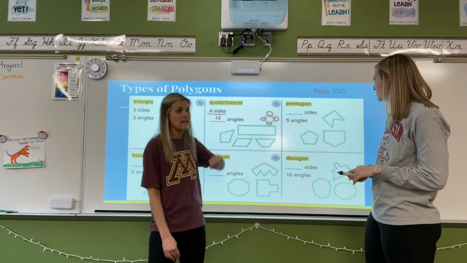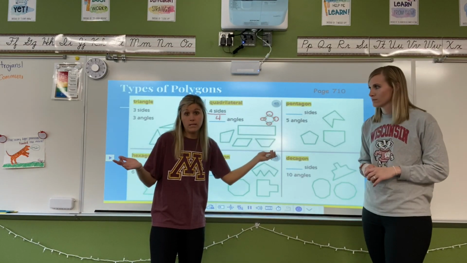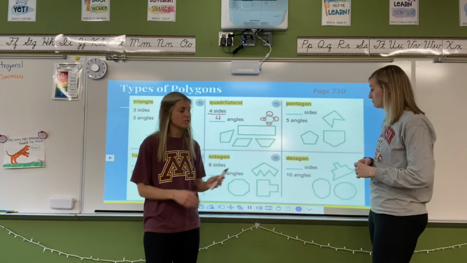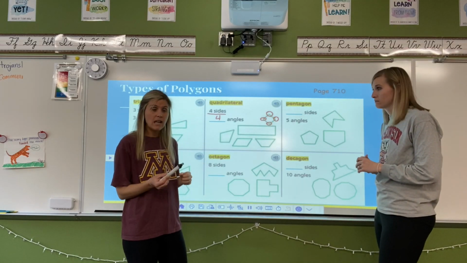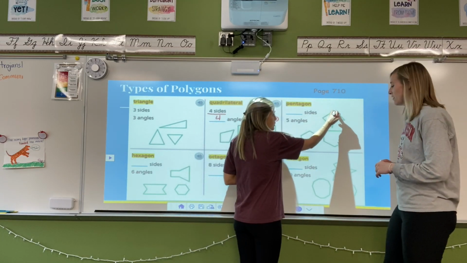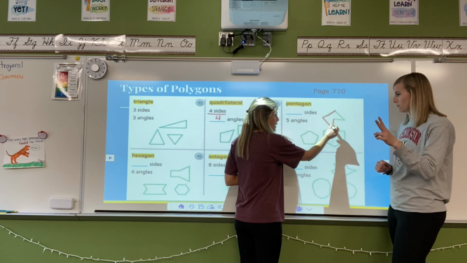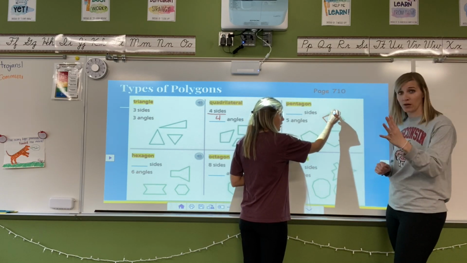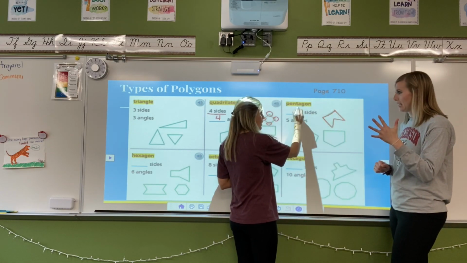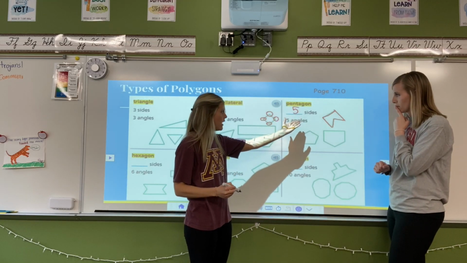This is a pentagon. A pentagon says it has, I don't know how many sides, and 5 angles. So let's count one of these pentagons to see how many sides it has. Let's do this one. This one looks really cool. 1, 2, 3, 4, 5. So a pentagon has 5 sides and 5 angles.